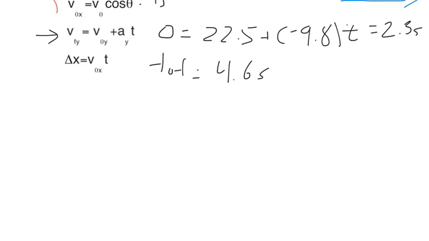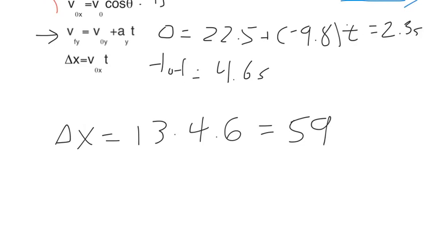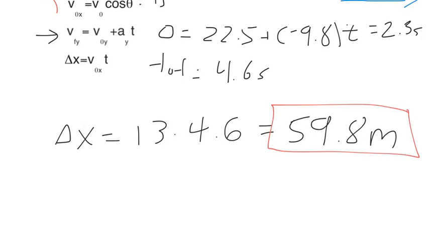Delta x being a distance, v naught x being a speed, and t being a time. So I can say delta x equals v naught x, which we have up top, is 13, and time is 4.6 seconds. Alright, well that's pretty nice. 13 times 4.6 comes out to 59.8 meters, which is my final answer for this problem.